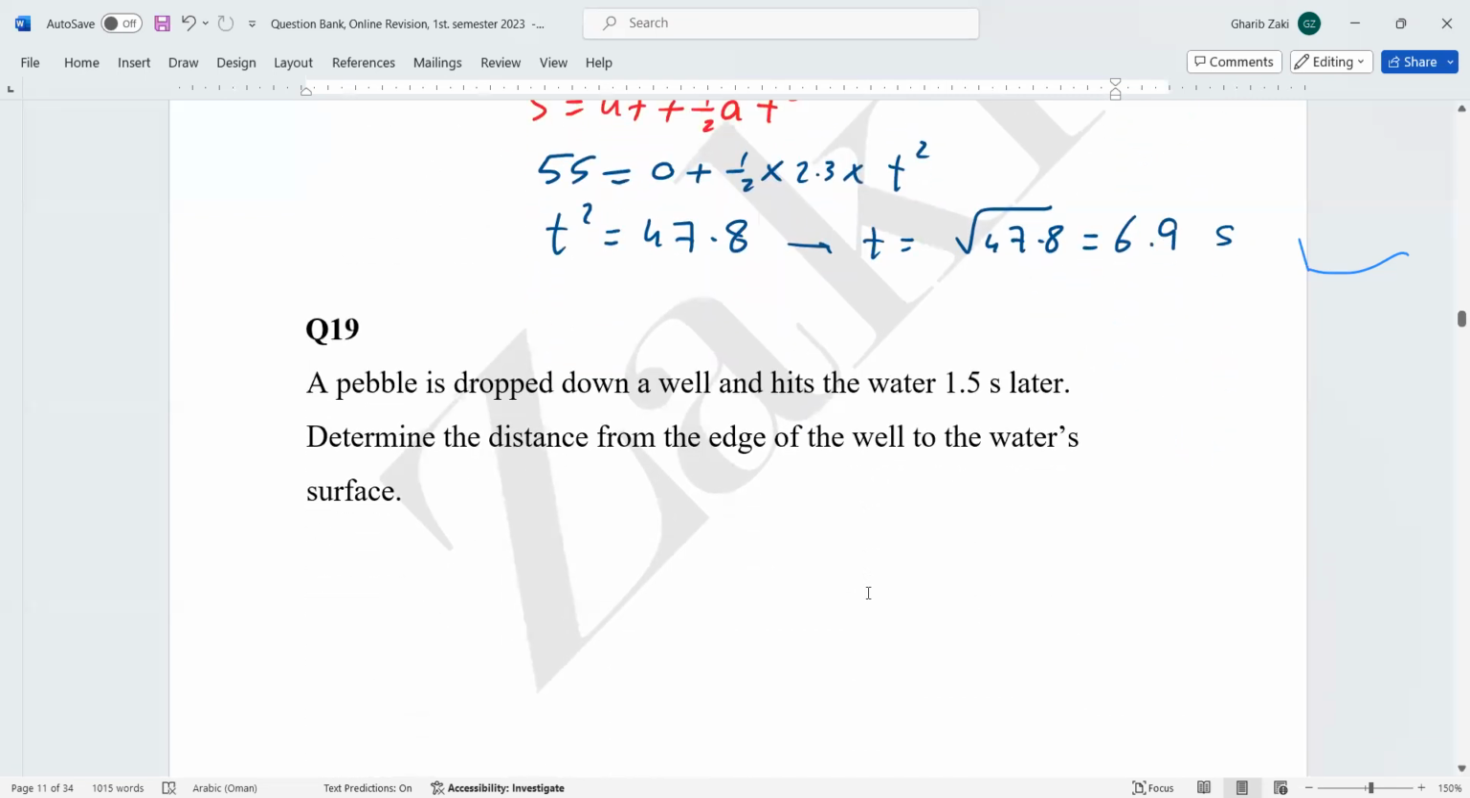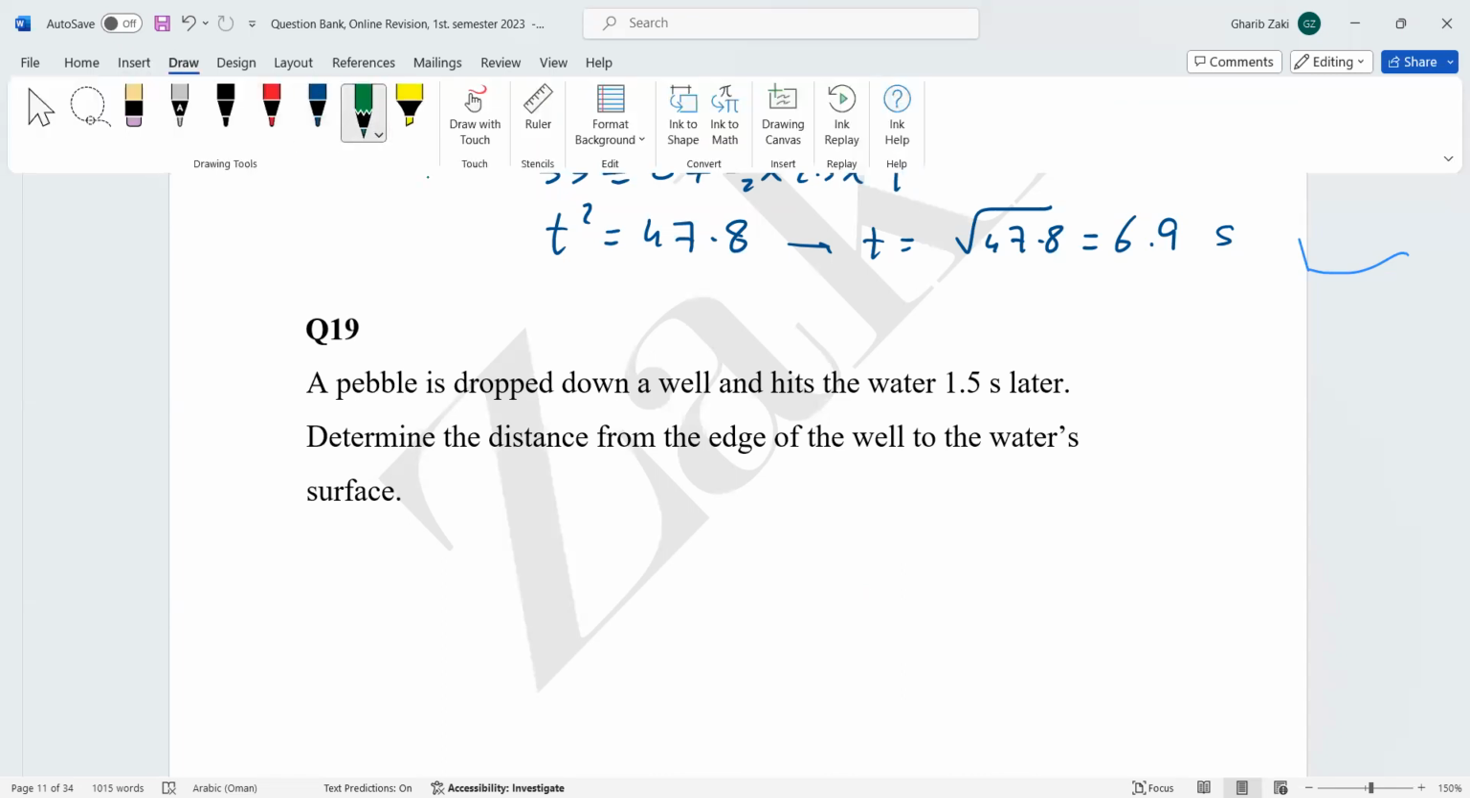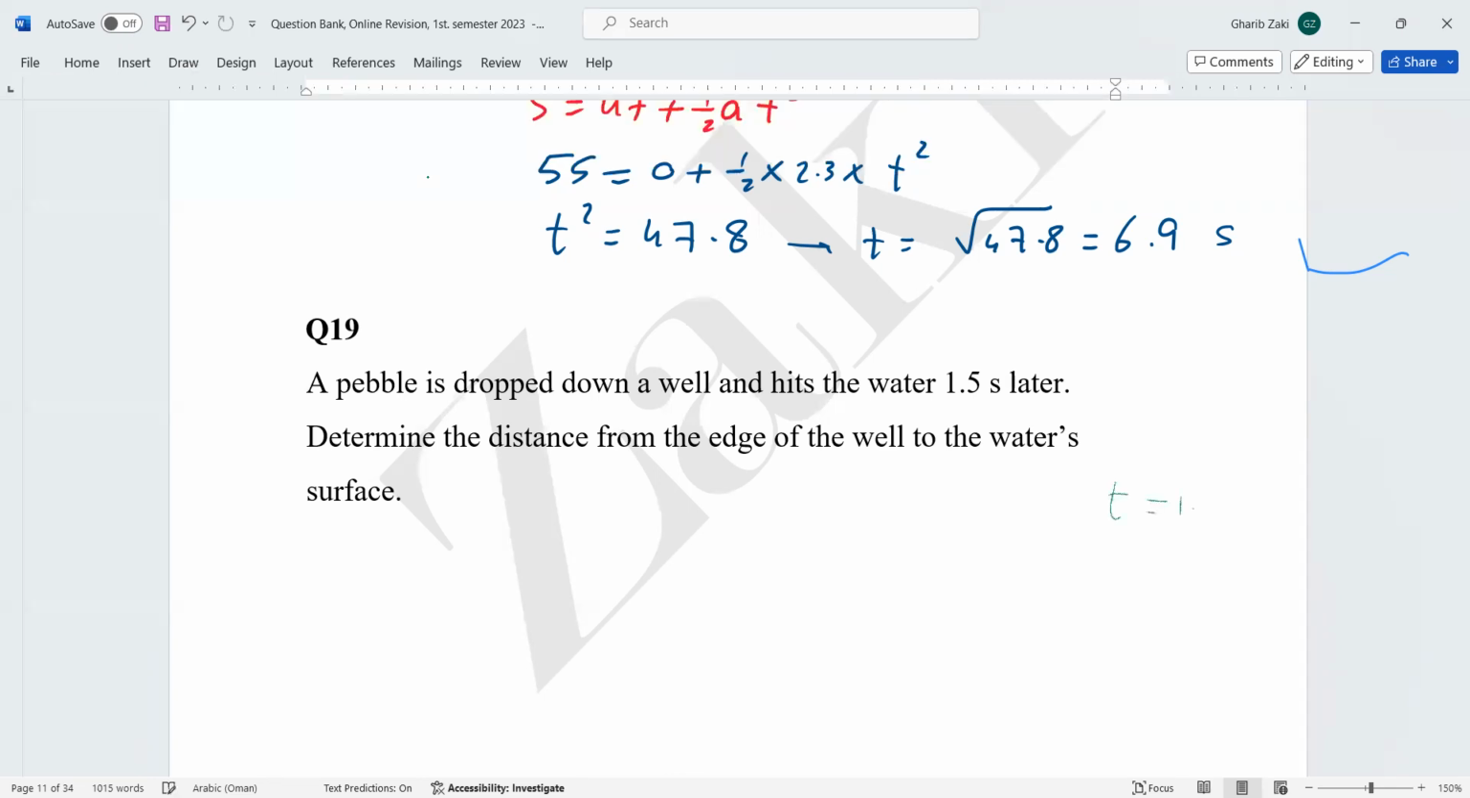Next question, question number 19. A pebble is dropped down a well and hits the water after 1.5 seconds. Then the time here is given. So the time is 1.5 seconds. He said dropped. Dropped, it means the initial velocity is 0. Determine the distance. So we need S. Of course, if something is dropped down, the acceleration is 9.81 meters per second squared. Now we find the answer.